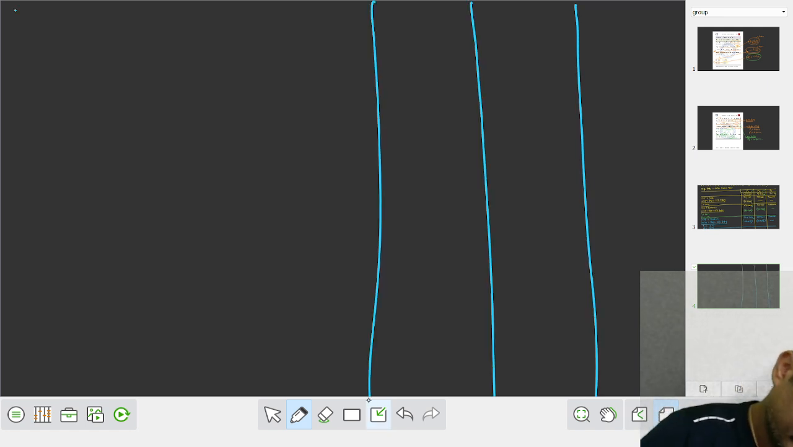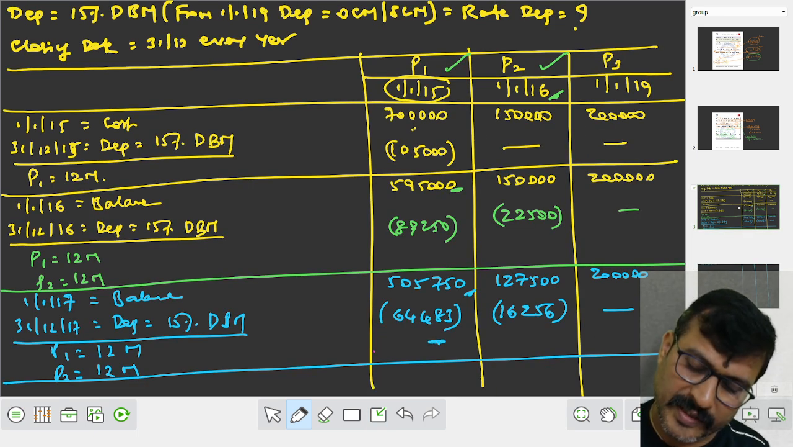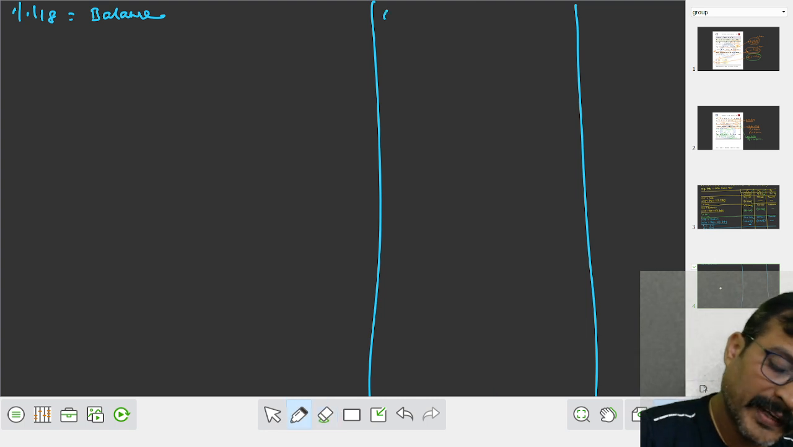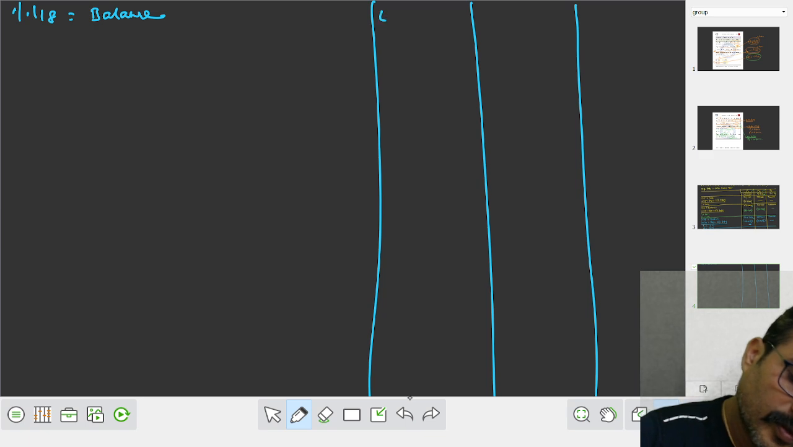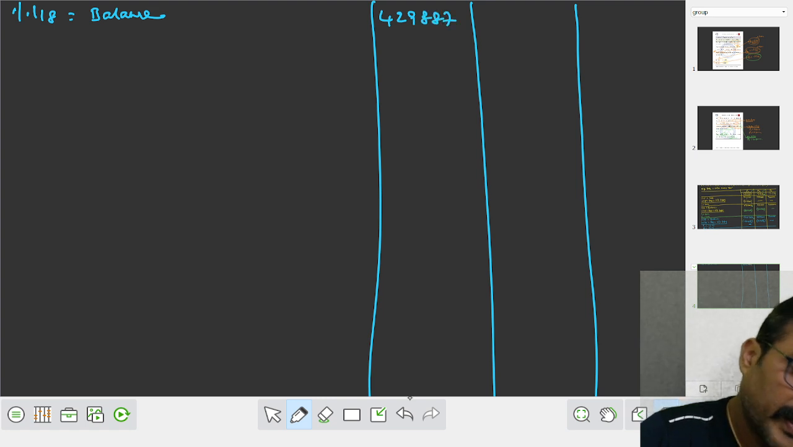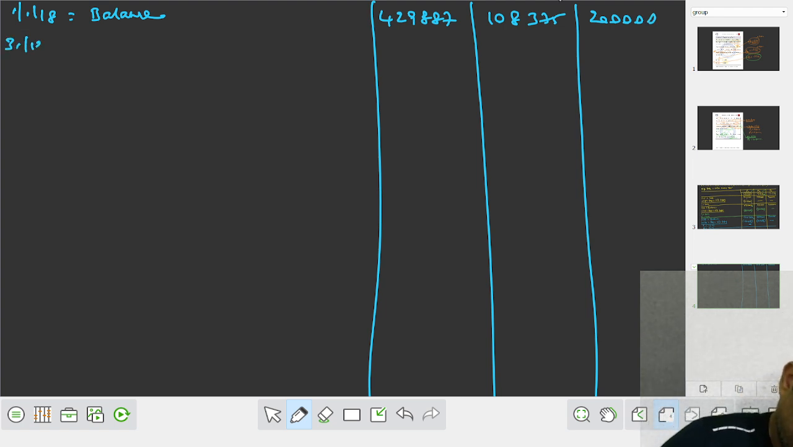What is that next date? 1st January 18. Balance. Subtract 5 lakh 5,750 minus 64,483. It comes to rupees 4 lakh 29,887, 1 lakh 8,375, same 2 lakh. Still one more year on December 18.